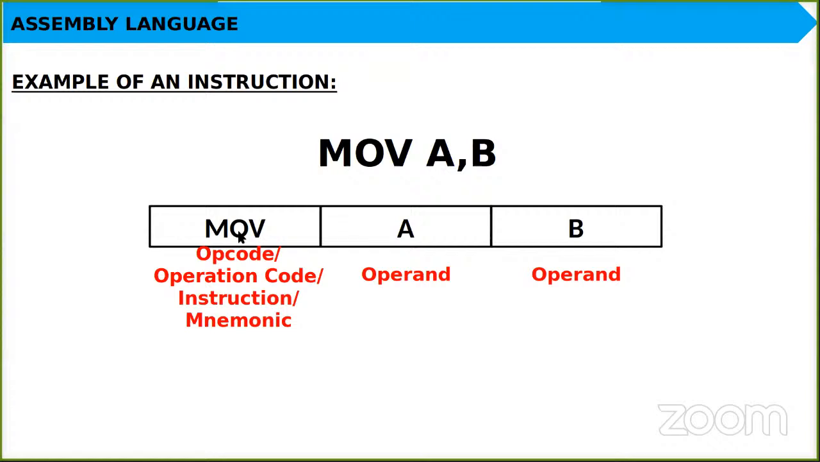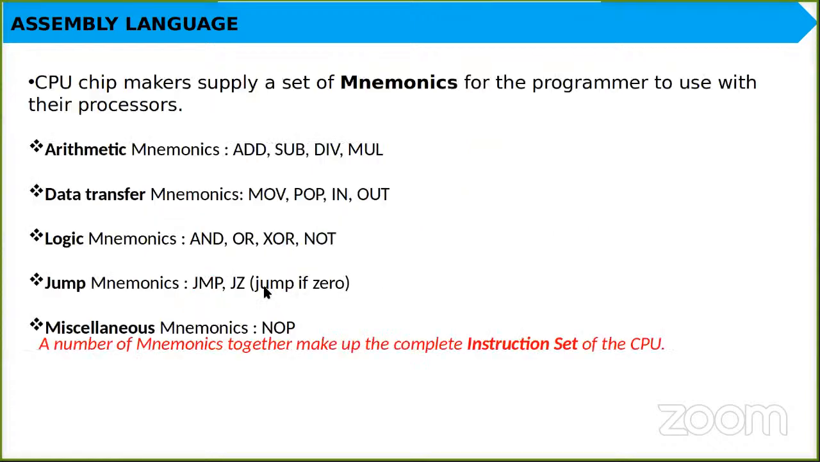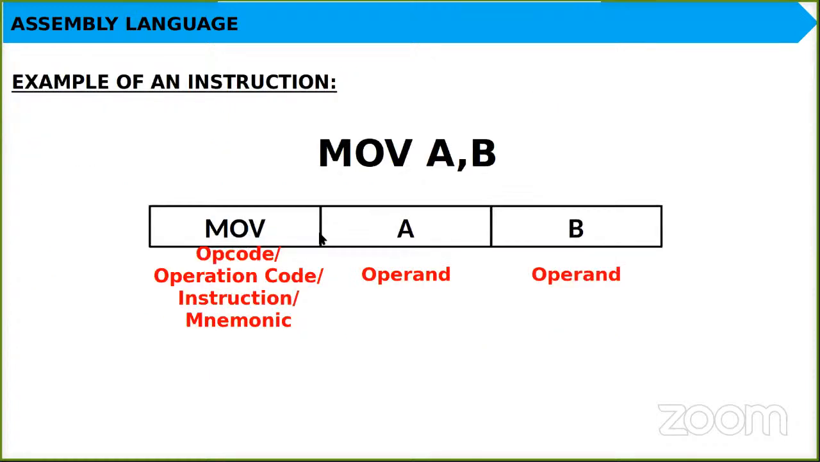All right. So please understand this. Move A comma B. A, B are operands. Move is the code. All right. Now I'm going to talk of the opcode or the operation code of the mnemonics. Right. So move is a mnemonic.